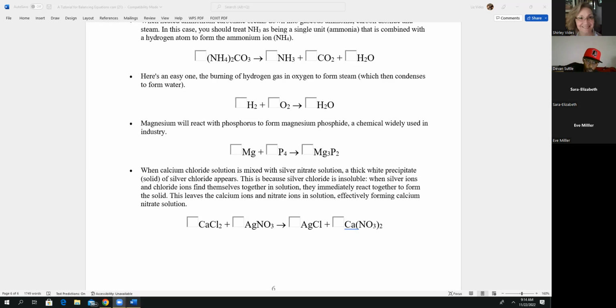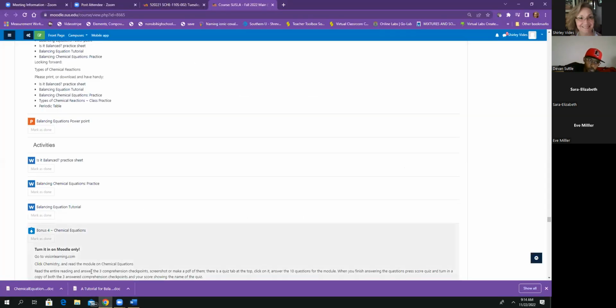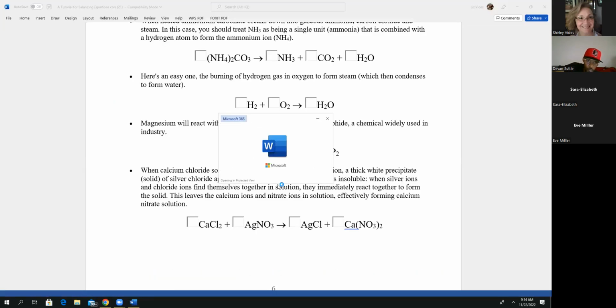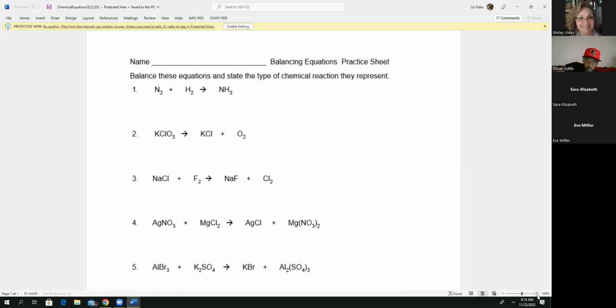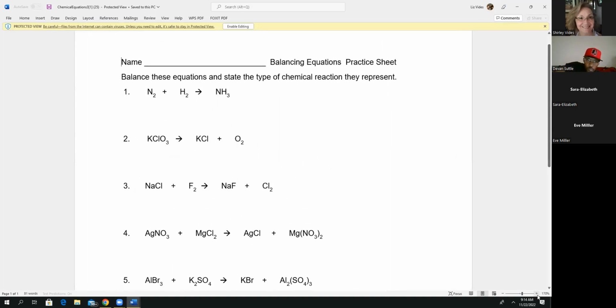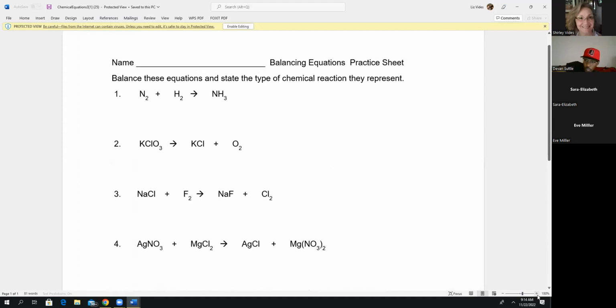All right, this is the sheet right here. Apparently, this is the sheet I want right there. Okay, there we go. This one. It's located in chemical equations 3. This is the balancing practice, I think is what it's called. You can print it, work on it, and bring it back.